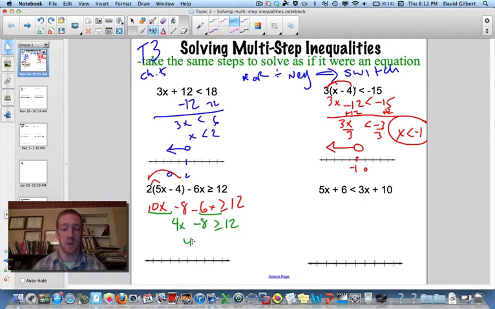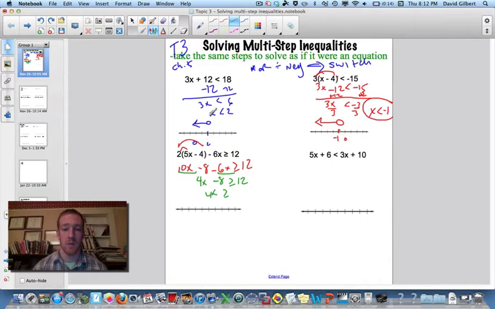It gives me 4x is greater than or equal to, I'm going to run out of room here, 4x is greater than or equal to, add 8, 20. Divide both sides by 4. And we get x is greater than or equal to 5. 1, 2, 3, 4. There we go. And I want greater than or equal to.